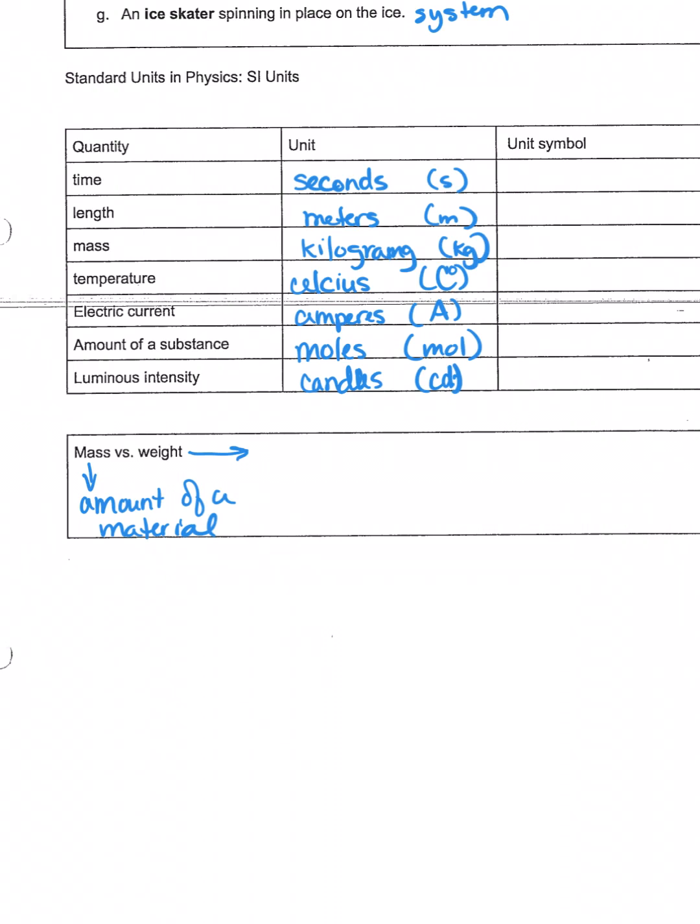Your weight is your mass dependent on the gravity. In other words, how hard gravity pulls on an object. In other words, the more gravity you have, the heavier something weighs, even if it has the same mass. You weigh more on Earth than you do on the moon, because the moon has less gravity.